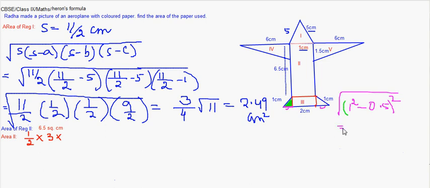This is root over. So it is 1 square. I have to find actually, 1 square minus 0.5 whole square, that's giving me 0.75 root over. I'm getting 0.87 if I round it off. Let me just check it out again. Yeah.